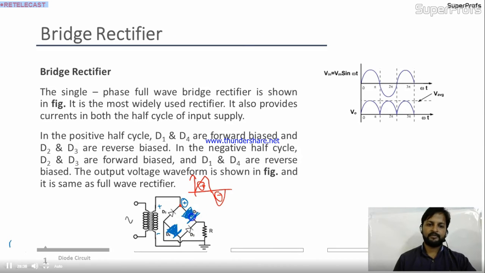Now see, in the positive half cycle, what will happen? In the positive half cycle, the voltage is positive. Which diode will be in forward bias? Yes, D1 is forward bias.